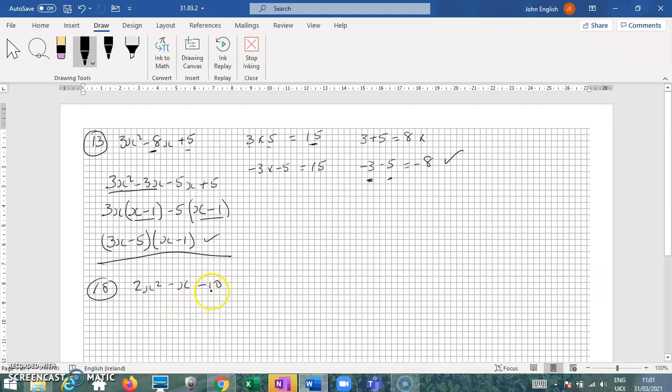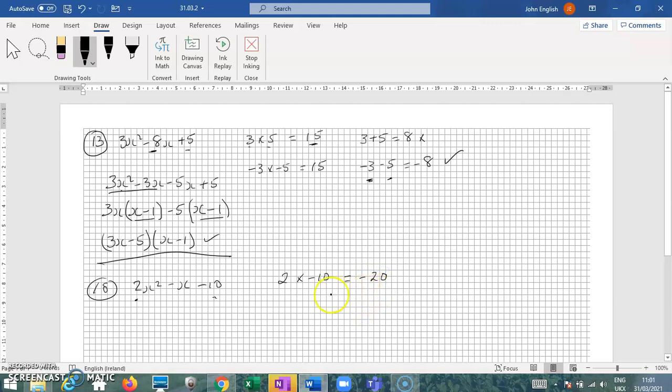But the same method applies. We look at the 2 in front of the x squared and the minus 10 at the end. So we multiply those together first. 2 multiplied by minus 10. Just be careful, it's a minus 10. We're multiplying a positive term by a negative term. That's going to give us a negative. So that's going to be minus 20.